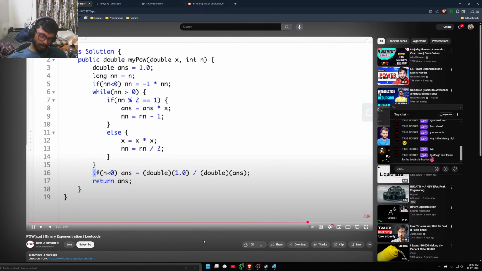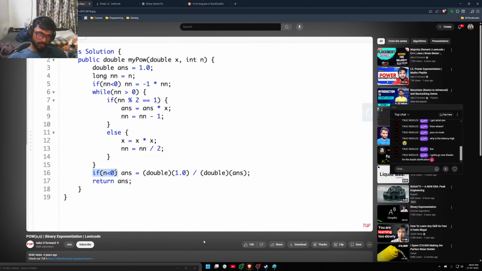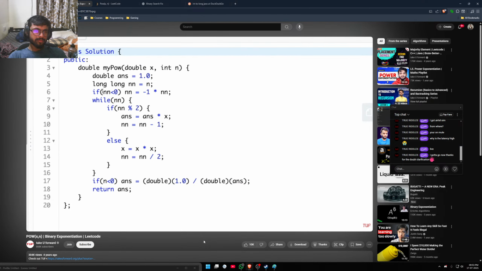I do a check for the value of n that was given to us. So if this was a negative value, I know the answer will be 1 by answer, so I do it, and after that I will return my answer. So now let's talk about the C++ solution.